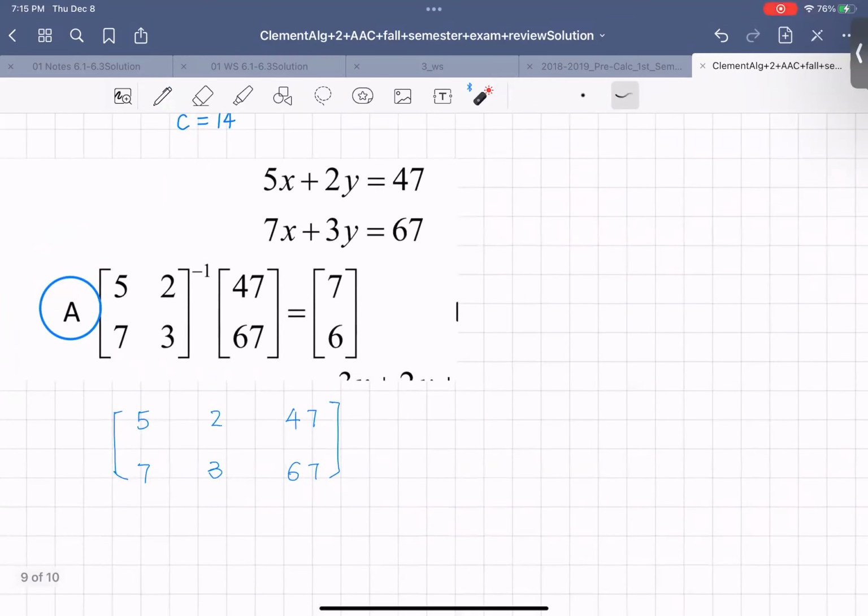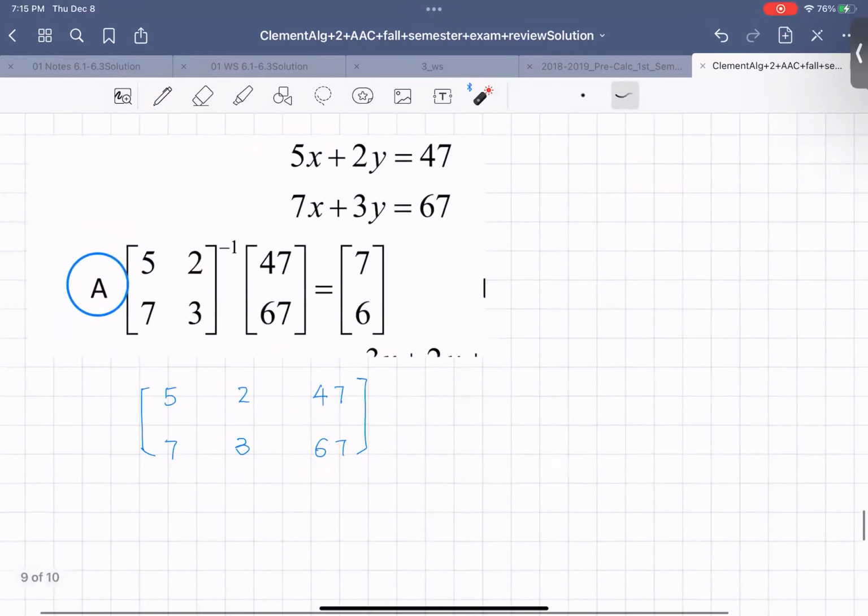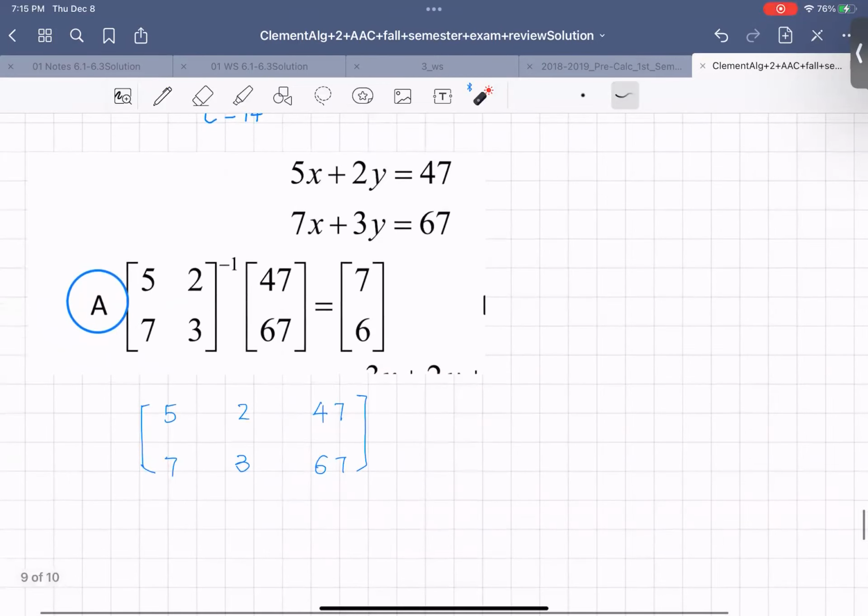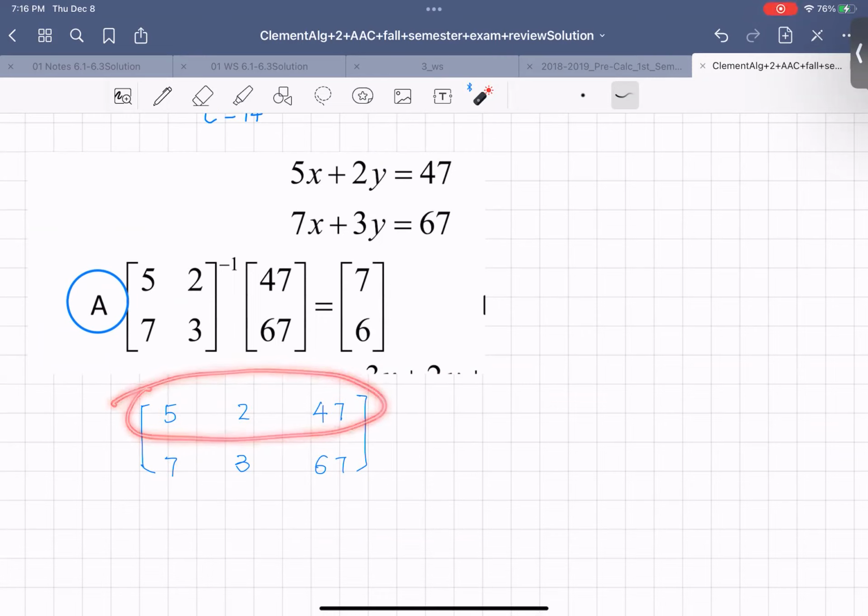We want to make that guy to be 1, 1. This one to be 0, 0. Okay? So what can we do? This is 5, 2, 47. These are all ugly numbers. Let's multiply this layer by 7, and this layer by 5. Can we do that? Yes.